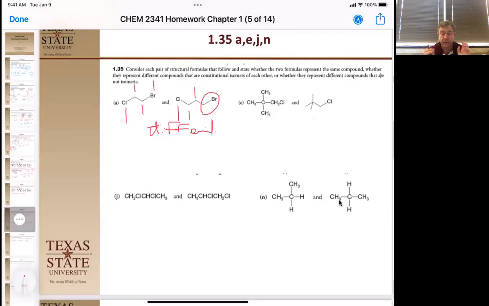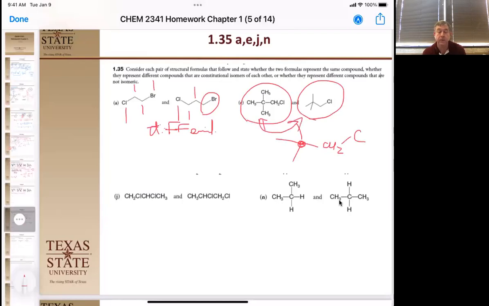Okay, so let's look at this next one. Now we're given a condensed formula and a drawn one, so what we might want to do is draw this out. If we have a carbon in the center, and then we have 1, 2, 3 methyl groups coming off, and then a CH2, and then a chlorine. Just redrawing this as a stick figure, it looks a lot like this compound here. So when we draw this formula into that formula, it turns out they're the exact same compound.